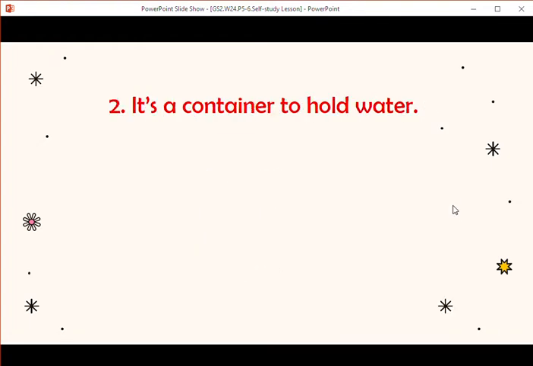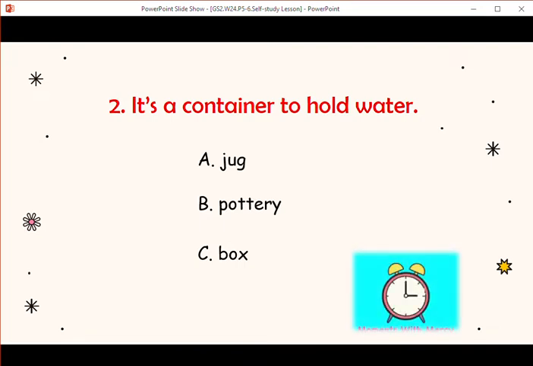Number 2. It's a container to hold water. What is your answer? 10 seconds for you now. Time's up. Tell me your answer. Perfect. The correct answer here is A, jug.